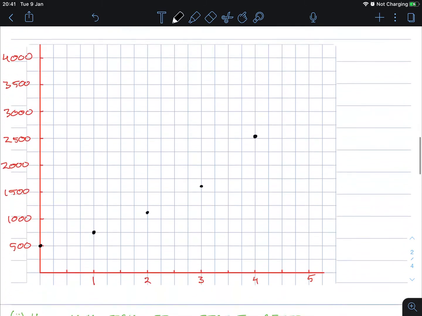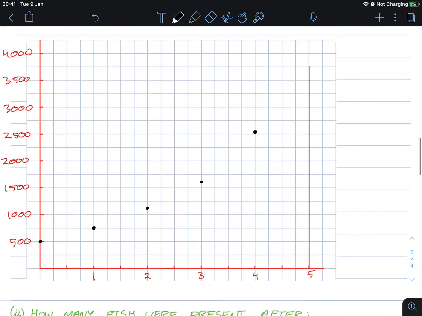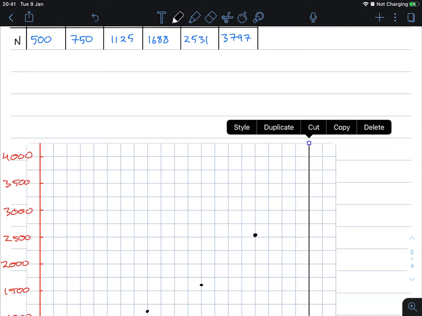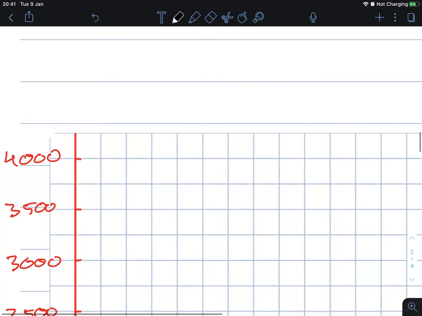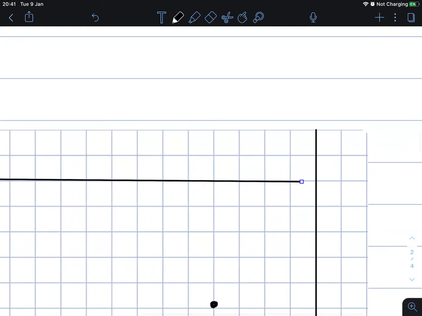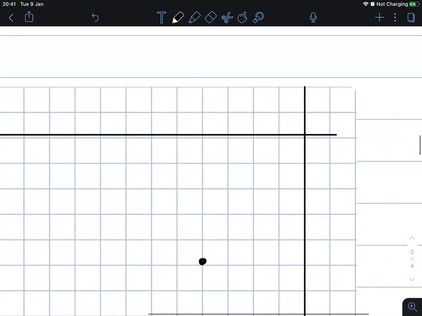And lastly, at 5 years, here at 5 years, is 3,797. So 3,700. That's 3,750. So let's put it slightly above that. There we go. That is our point there.